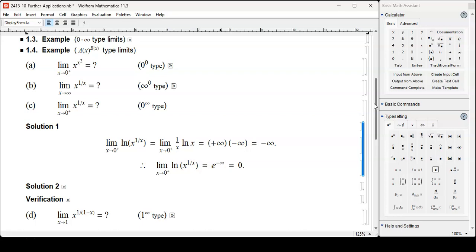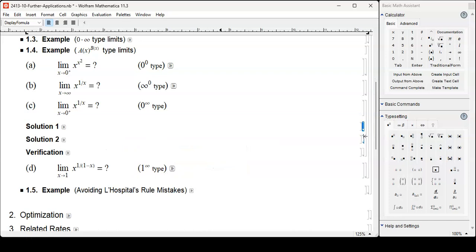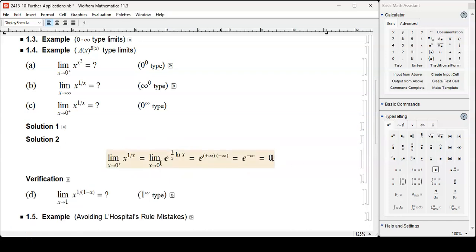It's not L'Hopital's rule, anything like that. As a matter of fact, you see, 1 over x goes to positive infinity, log of x goes to negative infinity. So overall, this is negative infinity, but that's not the answer. E to the negative infinity, that'll go to 0. Method number 2, change of base formula. And then here, 1 over x is going to positive infinity, log of x is going to negative infinity, so e to the negative infinity, going to 0.